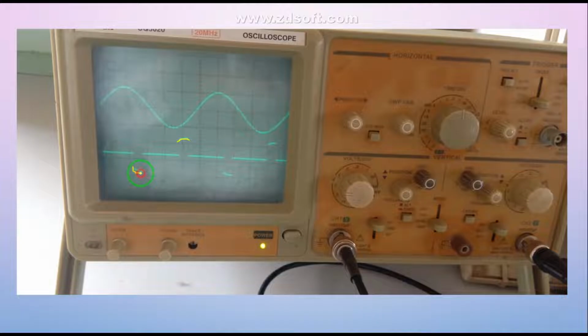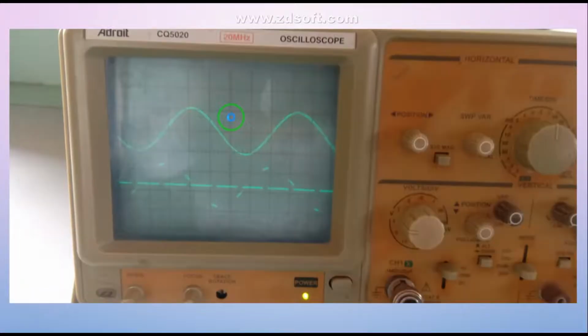See the shape, you can observe it. The output of this natural sampler retains the shape of the input signal. Although you can observe there is a phase lag, the output signal is lagging behind the input signal. So it retains the shape of the instantaneous value of your input signal, and hence it is called natural sampling.